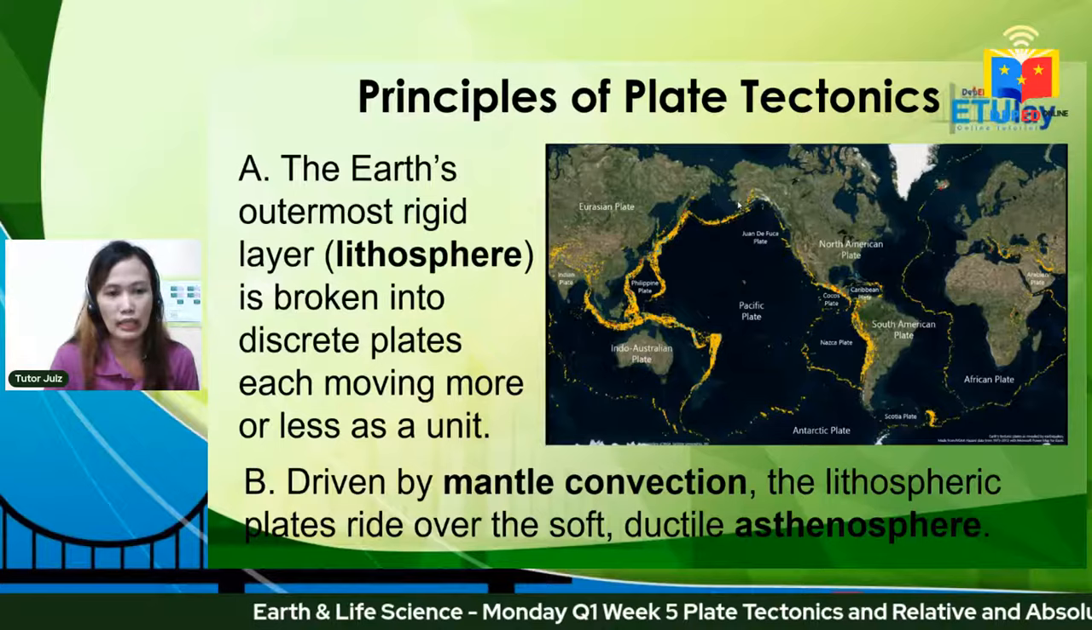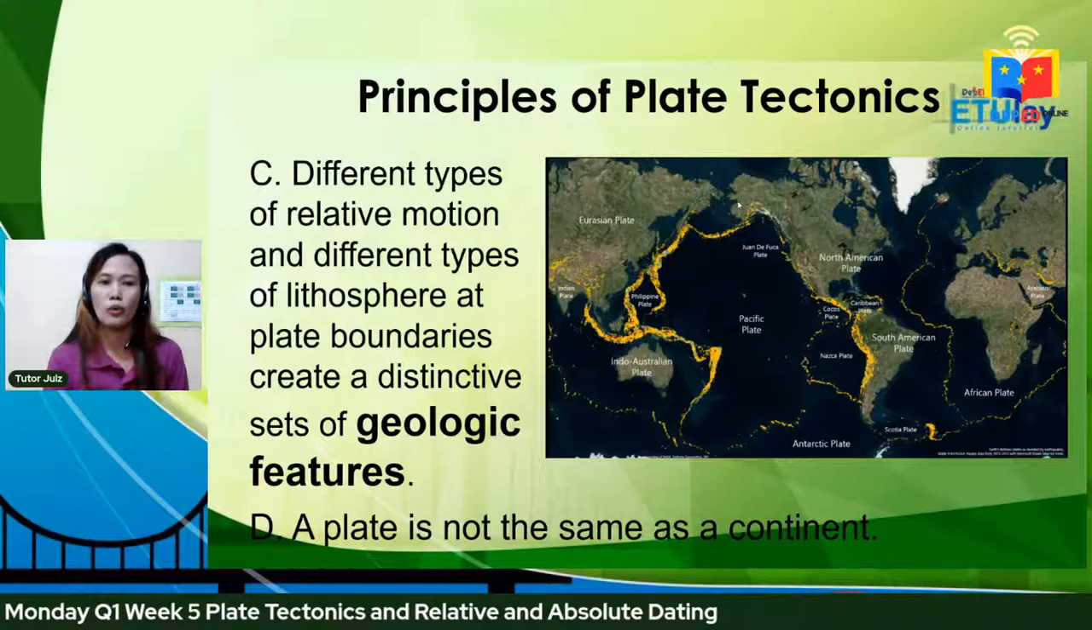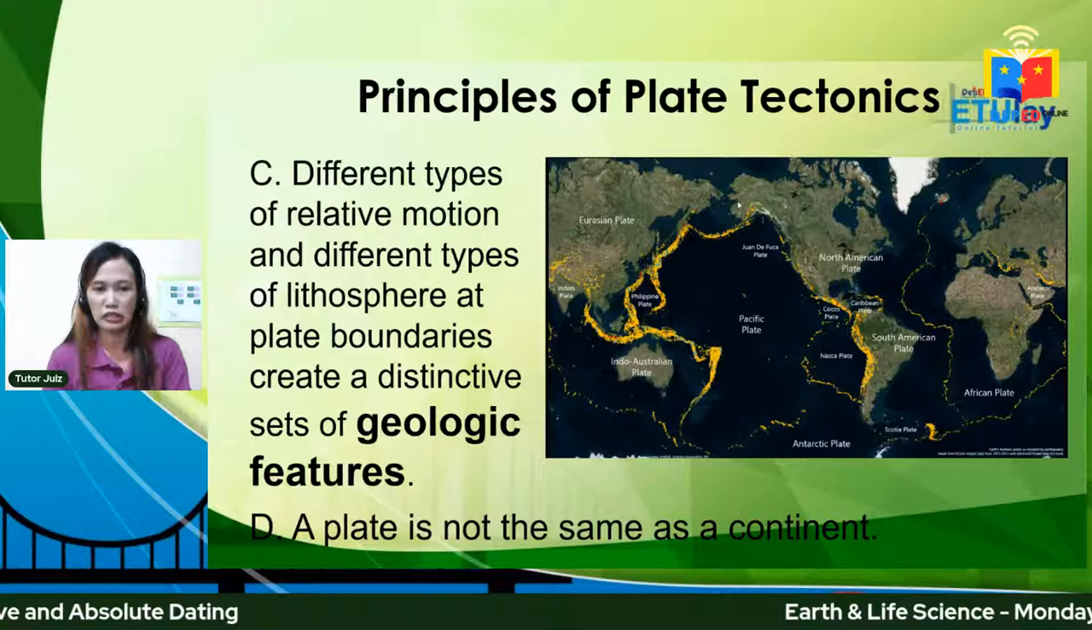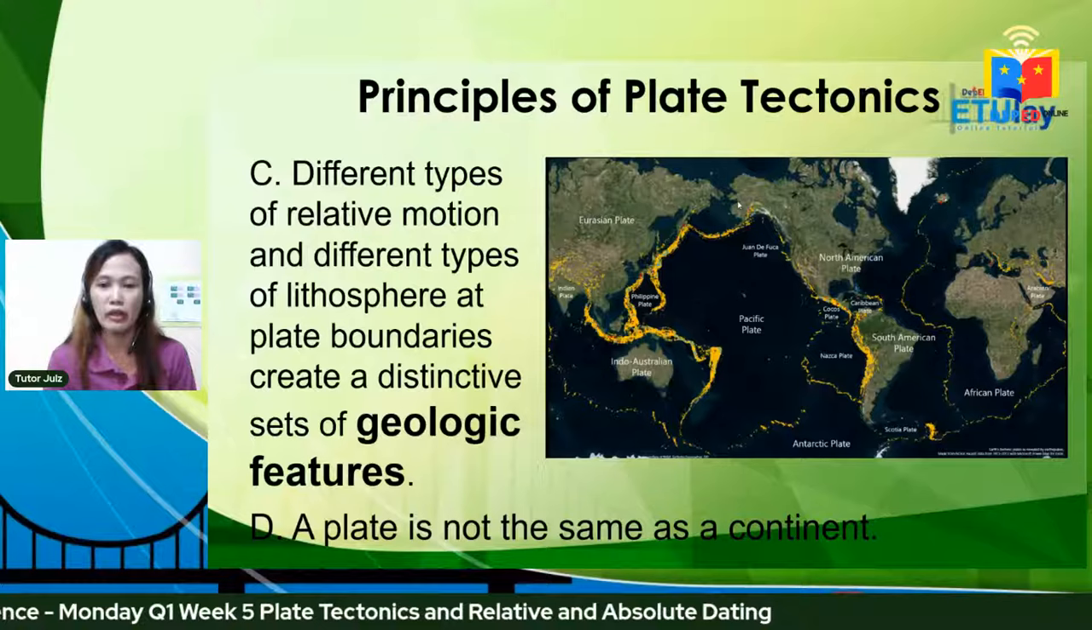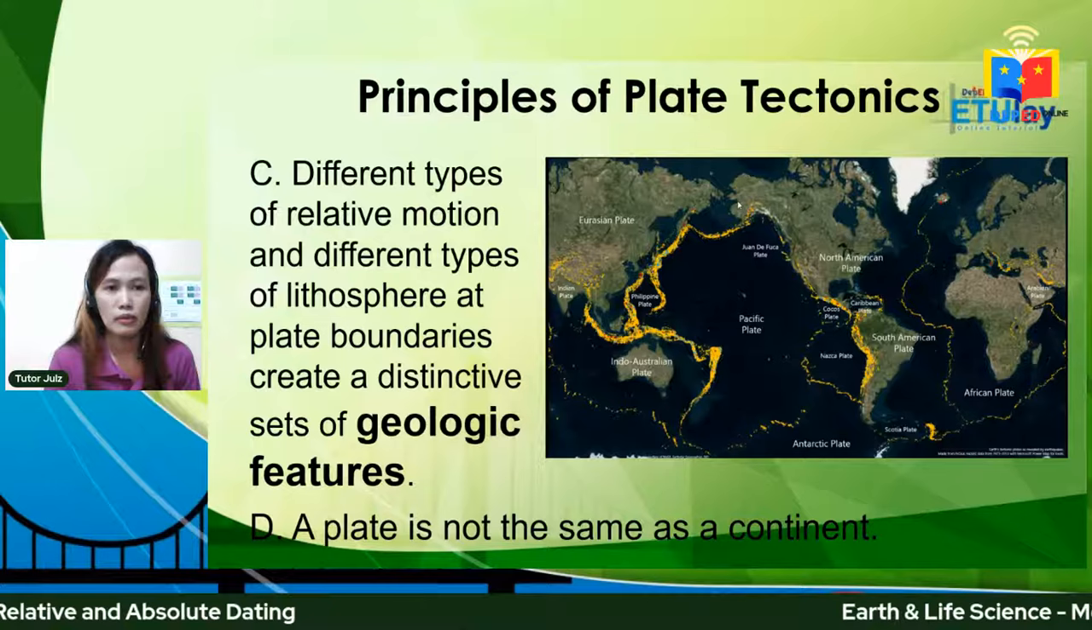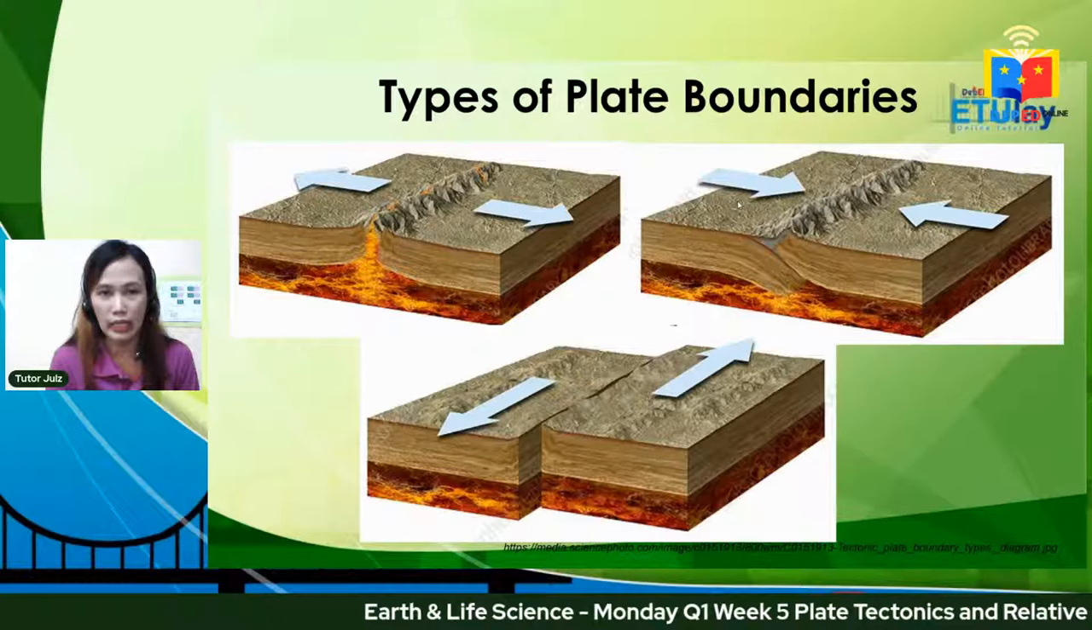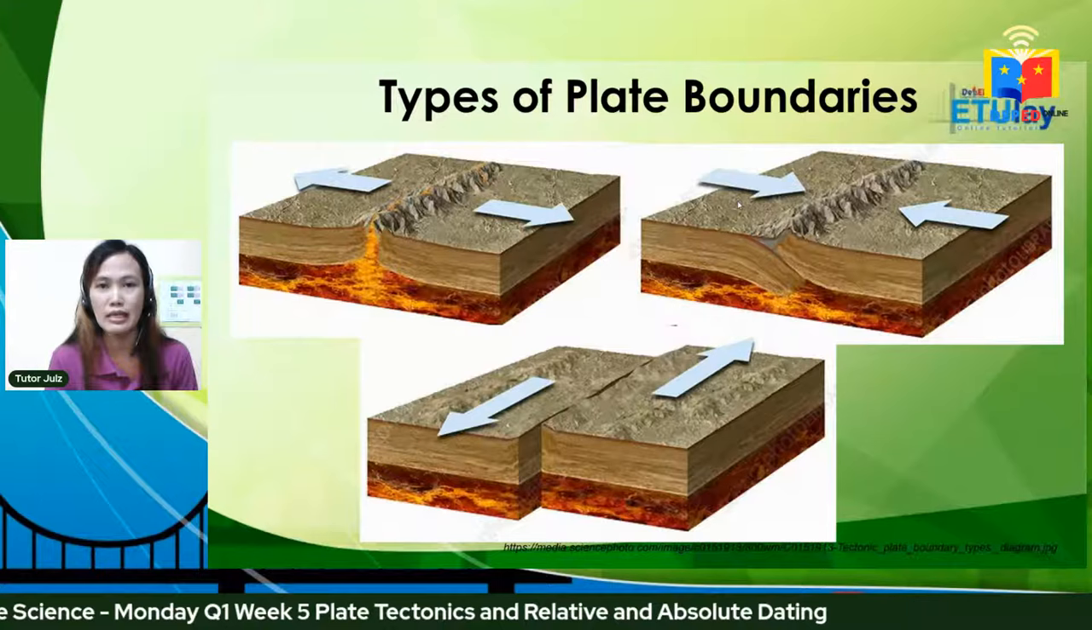For letter C, different types of relative motion. So, we will discuss how the plate boundaries create distinctive sets of geologic features. And a plate is not the same as a continent. As I've said a while ago, there are seven major plates, but there are dozens of small plates. And in the Philippines, we have our own plates. Okay, these are the plate boundaries. Plate boundaries are important because along their edges there is the formation of the lithosphere. So let's have number one, divergence.